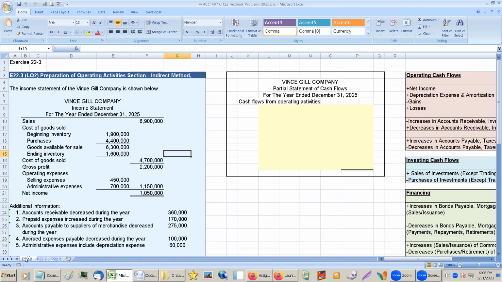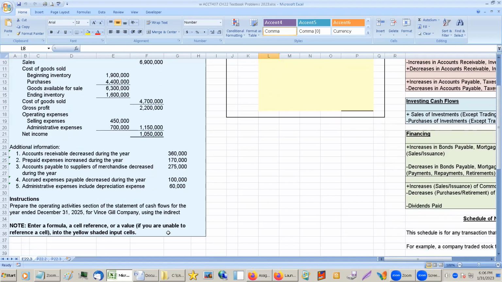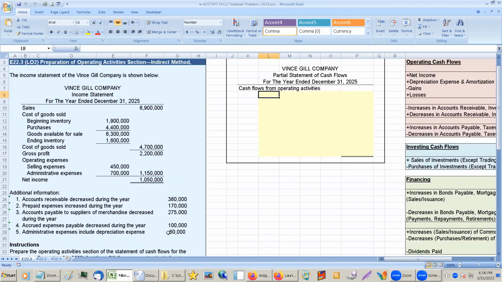So let's take a look here at all the information we have. This is the Vince Gill company. He's a country singer. And we're just going to do the cash flows from operating activities. Okay.